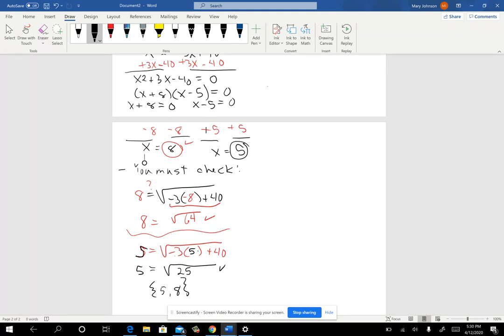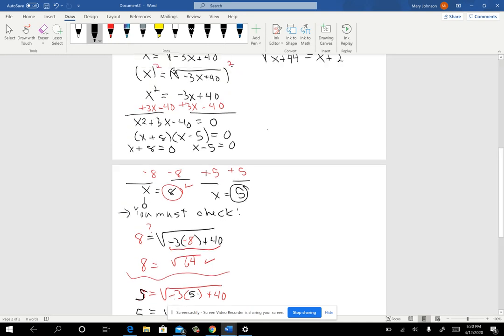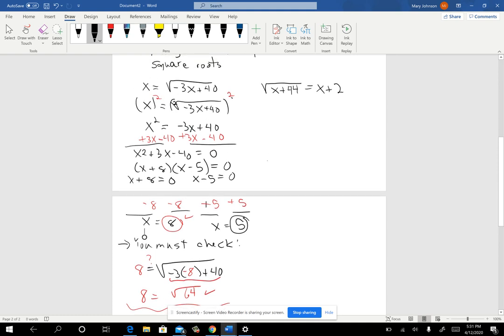All right, so that was something that you had to do with radical equations. You had to check, okay? It's a good thing, though. You'll know you're right at that point, okay?